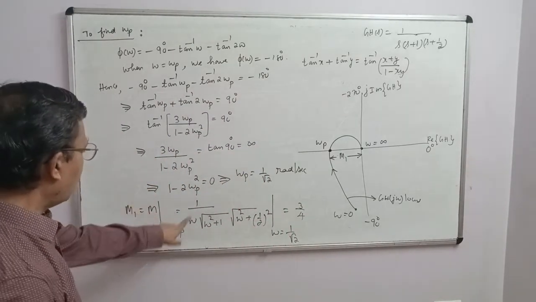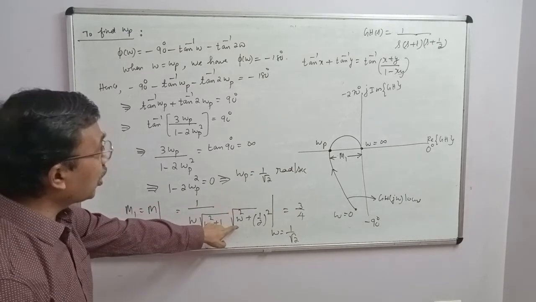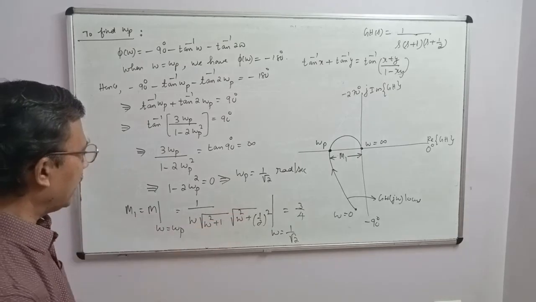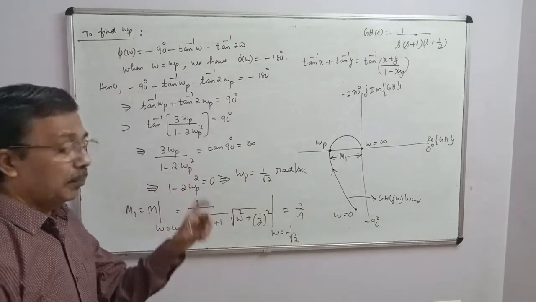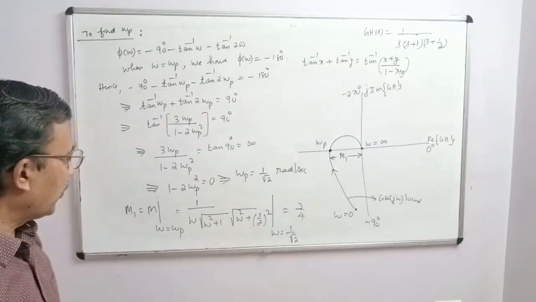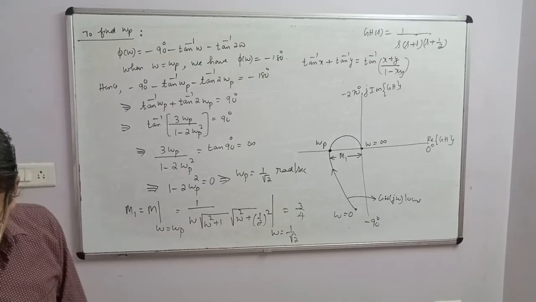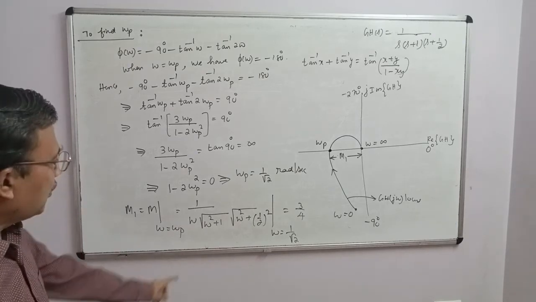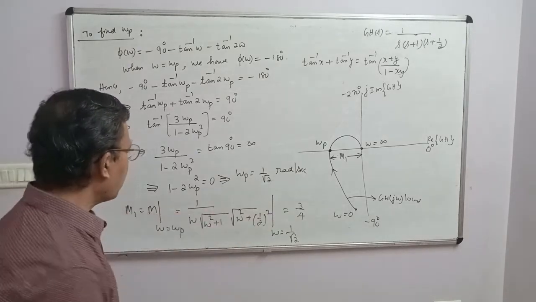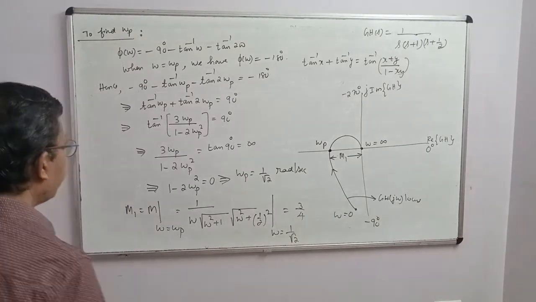So magnitude is 1 over omega root of omega square plus 1 into square root of omega square plus half square. If you have a complex number a plus jb, how will you find the magnitude? Square root of a square plus b square. In this expression, if you put omega equal to 1 by root 2 and simplify, you will get 3 by 4. So m1 is 3 by 4.